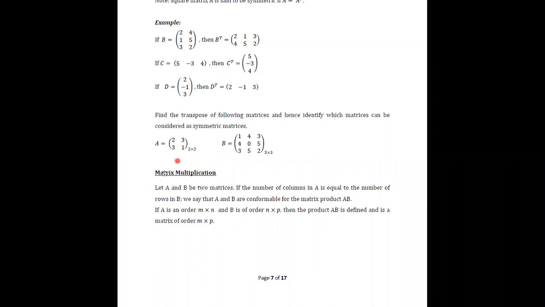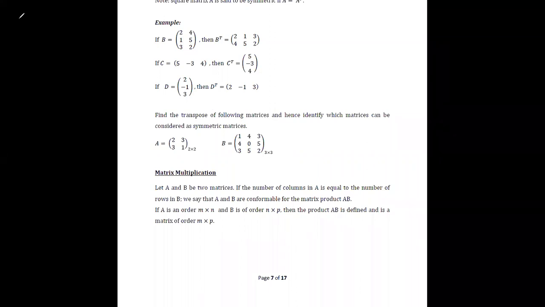In this session, we will start from matrix multiplication. Let A and B be two matrices. If the number of columns in matrix A is equal to the number of rows in matrix B, then we can say that matrices A and B are conformable for the matrix product AB. This is the fundamental condition which should be satisfied if you need to multiply any two given matrices.